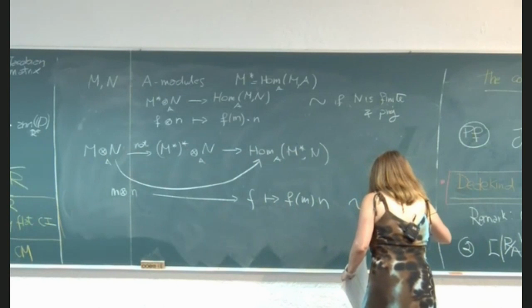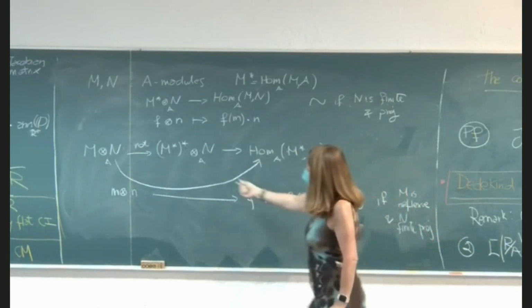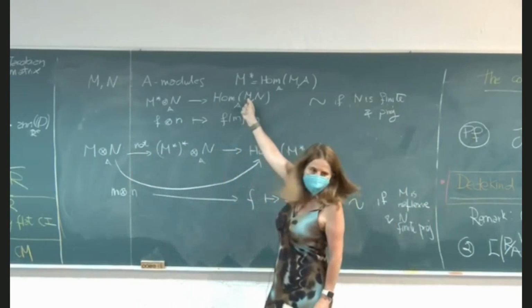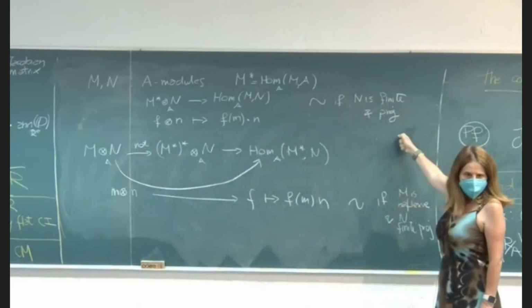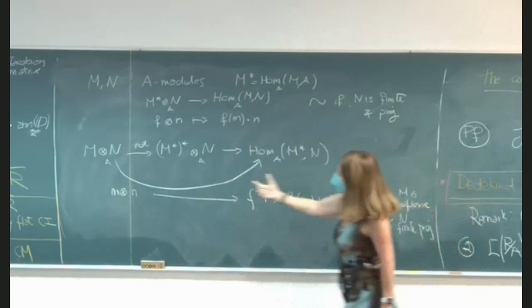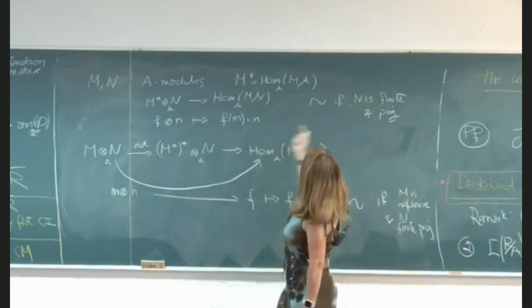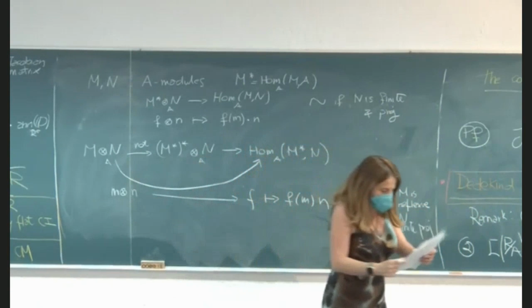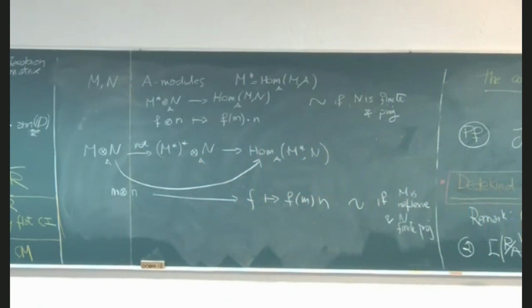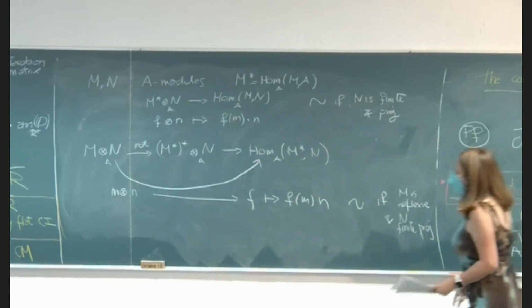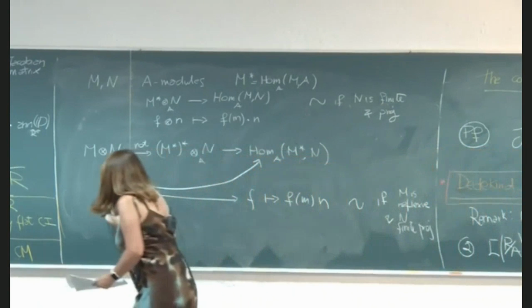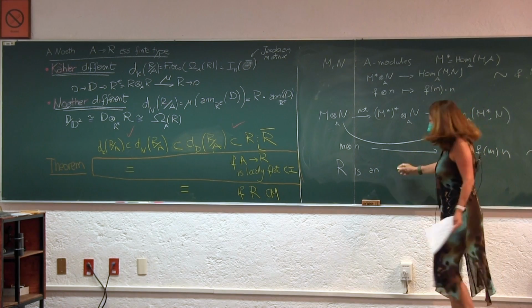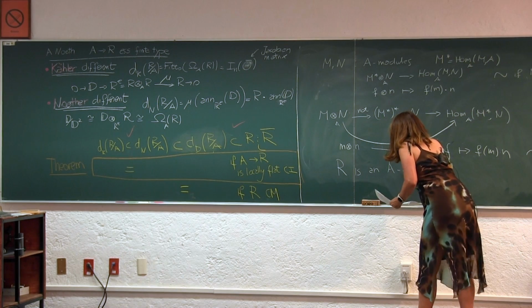And this one is also an isomorphism if M is reflexive and N is finite projective. Which is clear, because if M is reflexive, this map is an isomorphism. And this is an isomorphism by this, because N is finite and projective. Okay? So reflexivity gives you this isomorphism, and finite projective gives you this isomorphism. So the composition is an isomorphism.